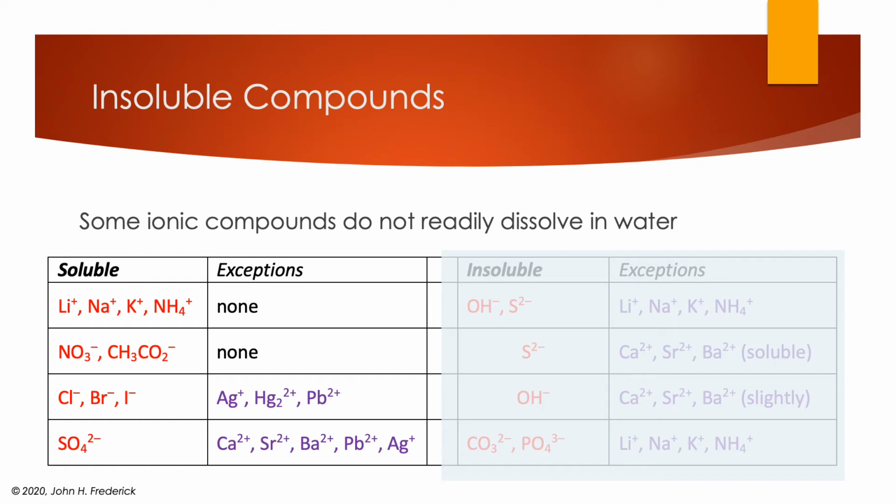Now we also have some of the halides, chloride, bromide, and iodide. Most of them are soluble. There are only 3 exceptions you need to worry about. Those are silver, mercury, and lead. But anything else that's got a chloride there, it's probably going to dissolve in water.